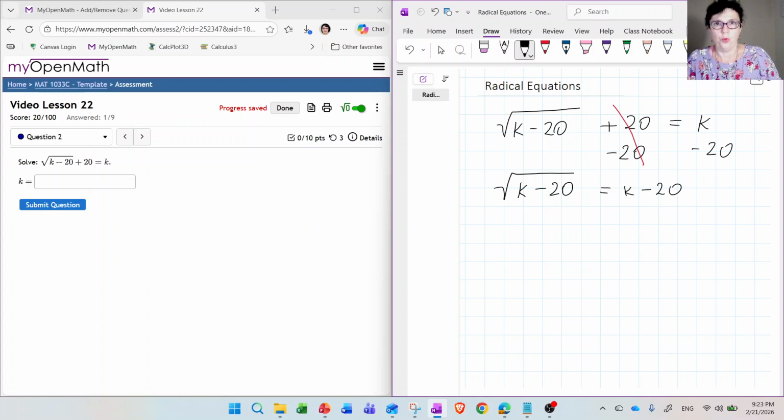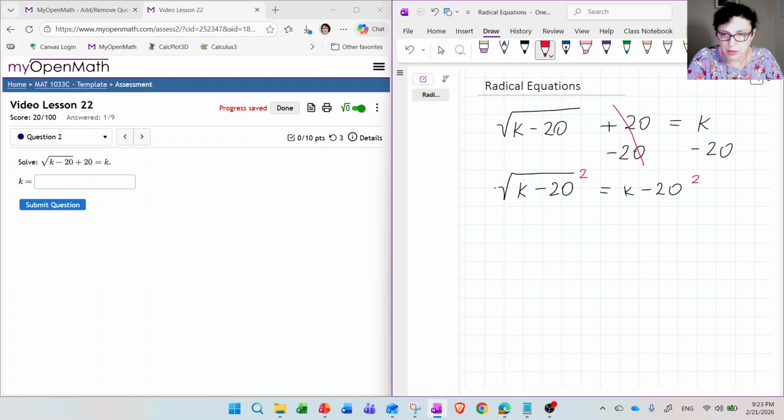What do we do next? Next, we raise both sides to the power equal to the index of the radical. When I say index of the radical, we're talking about the number that usually appears right here. You would say there's no number, well, that's because it's a square root, and for a square root we usually don't write the number, but the index is 2. So what we're going to do next is square both sides.